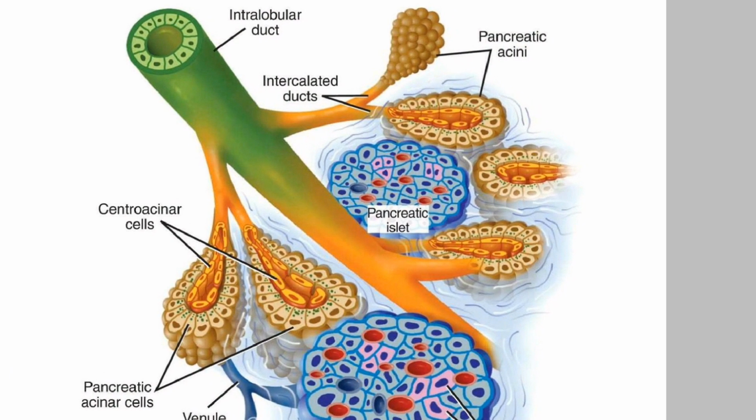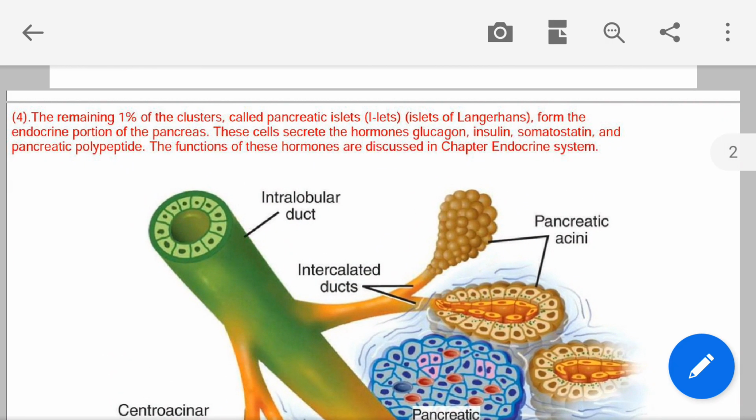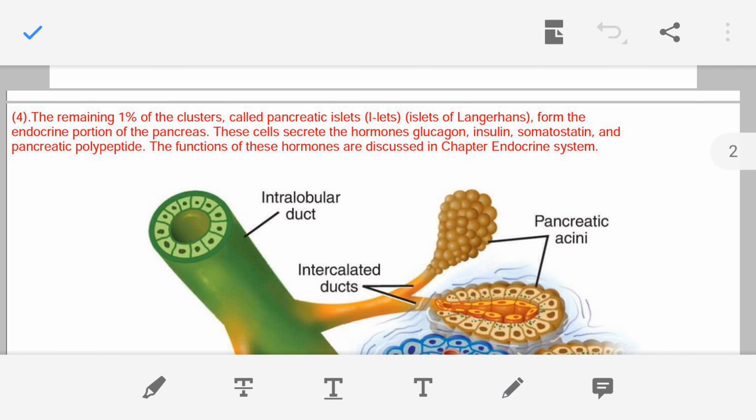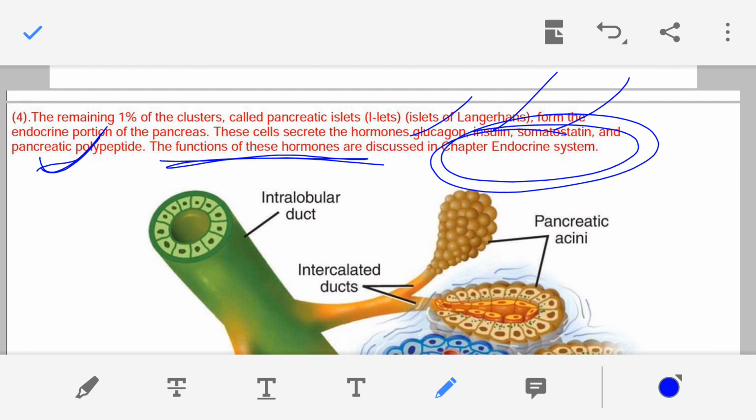So all the names. Okay, now here in the fourth point, they are writing that the 1% area of the pancreas is occupied by the islet of Langerhans, also known as the pancreatic islet. And this pancreatic islet is the endocrine portion, and it is secreting the hormones. The hormones which are secreted by the islet of Langerhans are glucagon, insulin, somatostatin, and pancreatic polypeptide. And the function of these hormones will be discussed in the chapter on the endocrine system.